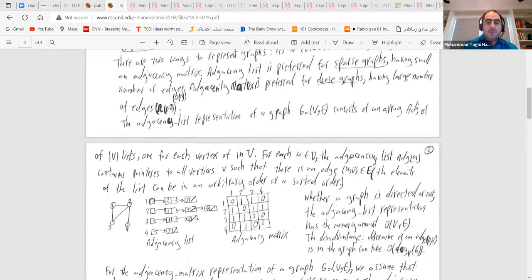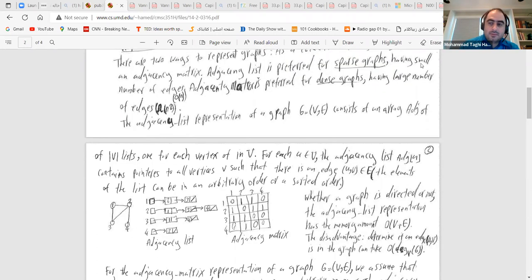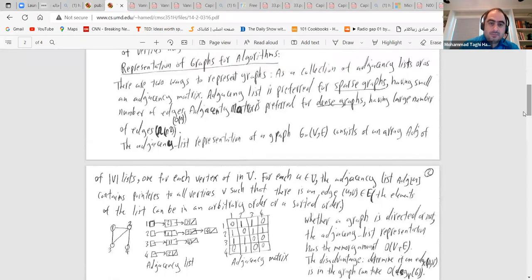So there are two ways to represent graphs. We want to represent these graphs, which are the input to our algorithms.